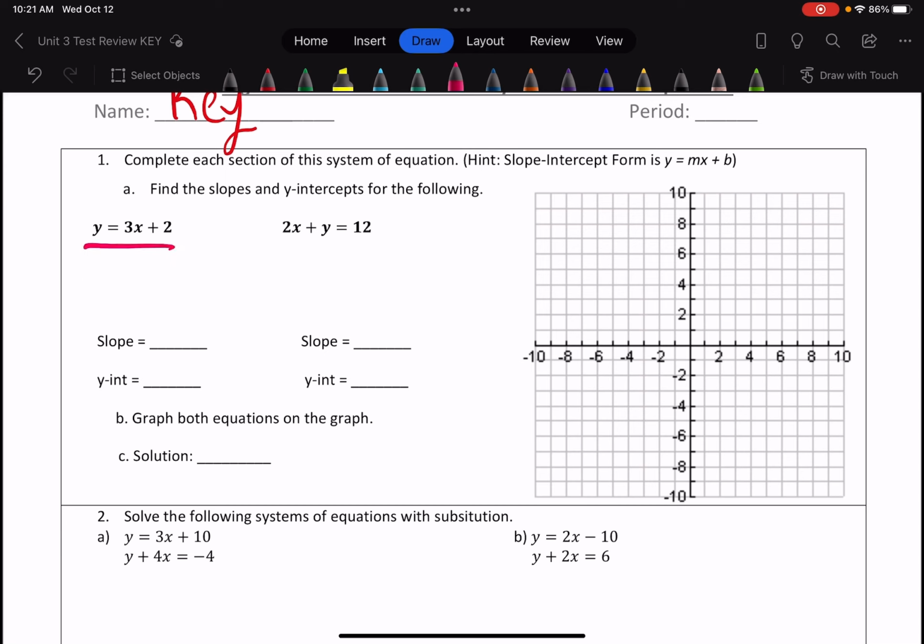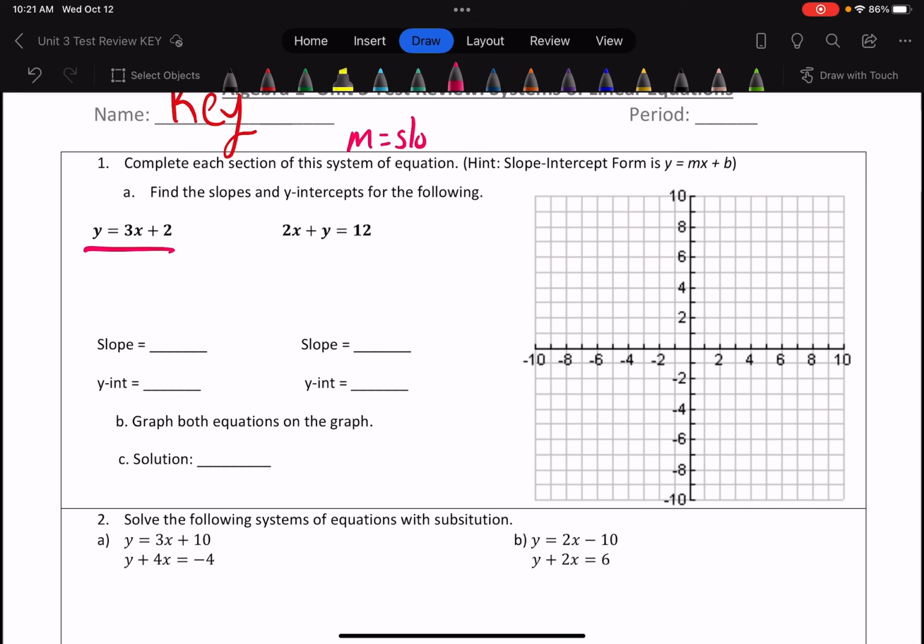So let's look at this first equation. I got y equals 3x plus 2. I know that slope-intercept form is y equals mx plus b, where m is our slope and b is our y-intercept.